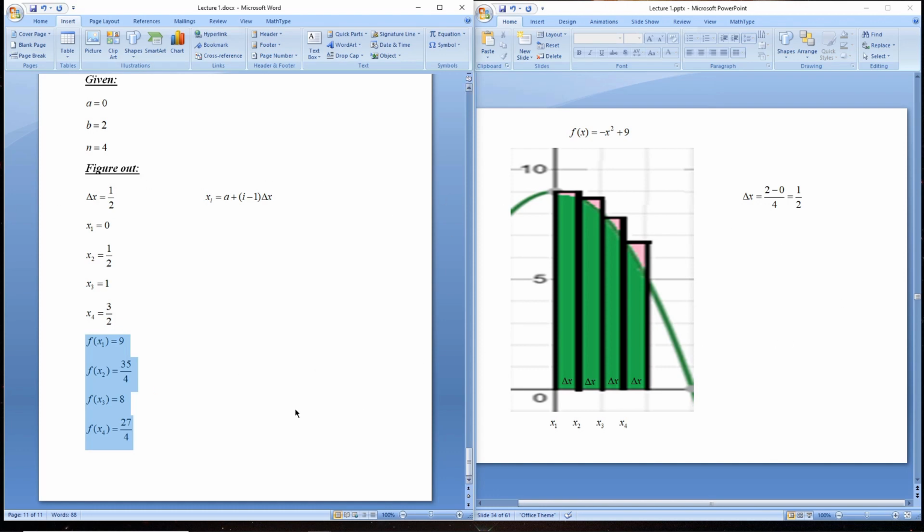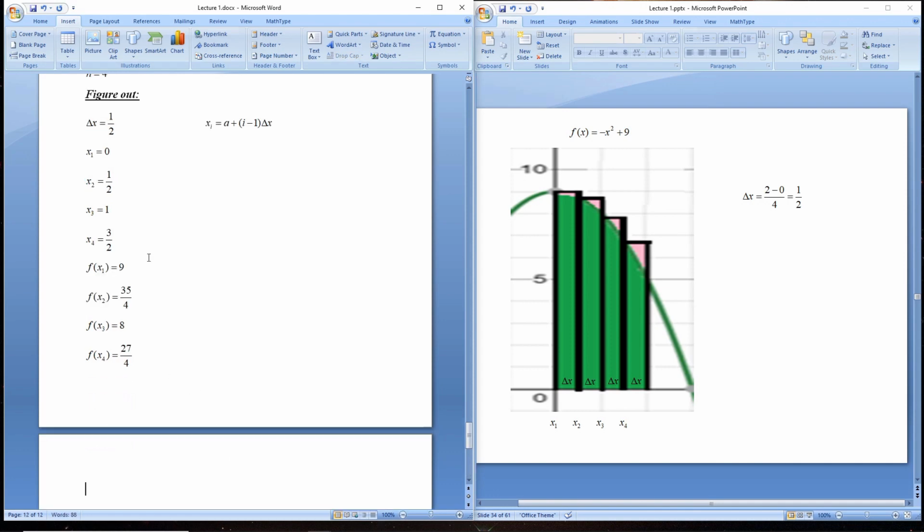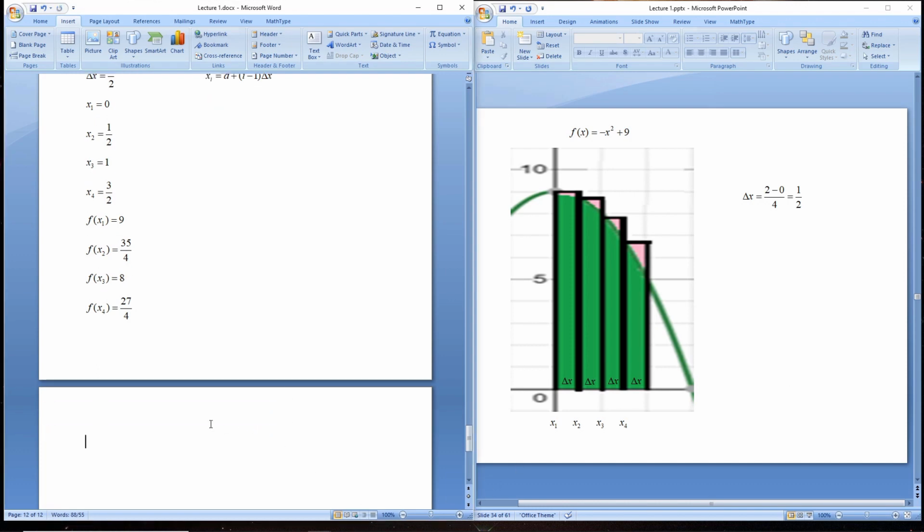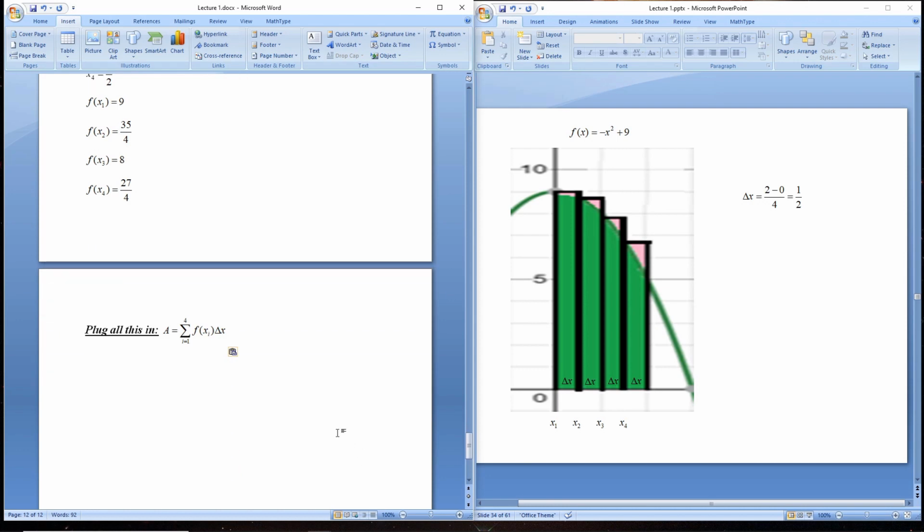So what are we going to do here? We're going to take all this stuff that we just got, and we're going to plug all of this into our general equation for area. And here it is. All this information we did here, we're going to plug into our summation to get our answer. So let's do that.